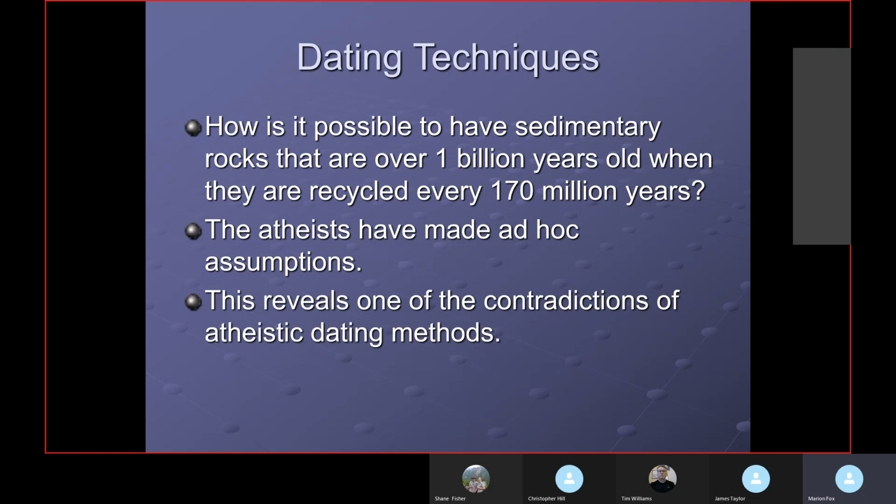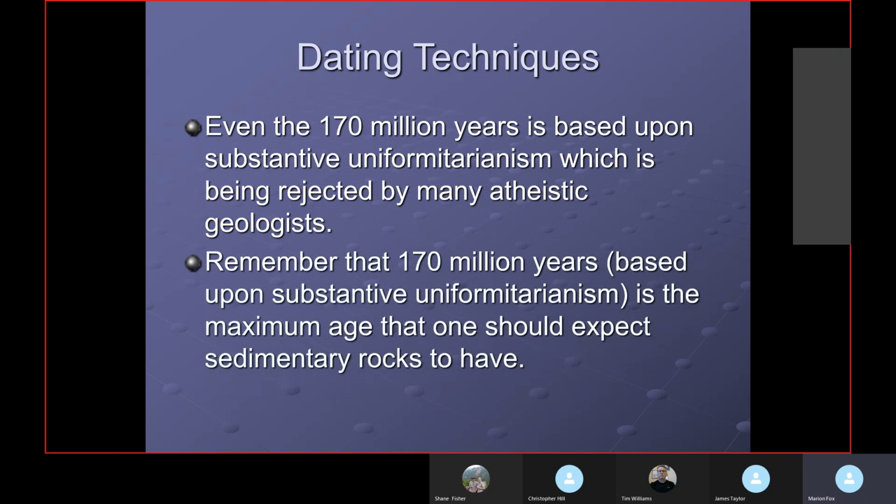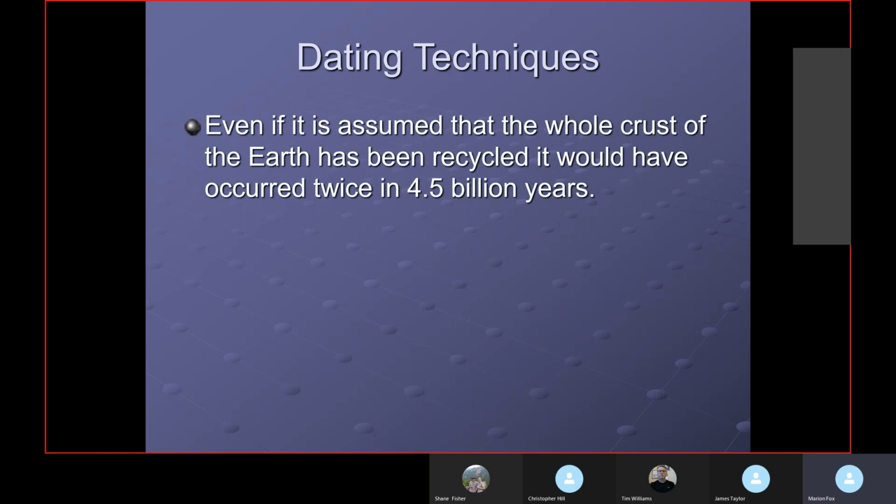This reveals one of the contradictions of atheistic dating methods. They have serious problems with this. Even 170 million years is based upon substantive uniformitarianism, which has been rejected by many atheistic geologists. Again, they get into trouble. They can't get away from it. They keep coming back to uniformitarianism, because if they don't have uniformitarianism, the Earth has to be younger and younger. Remember, 170 million years based on substantive uniformitarianism is the maximum age one should expect for sedimentary rocks. There shouldn't be any sedimentary rocks. There shouldn't be any fossils over 170 million years old.